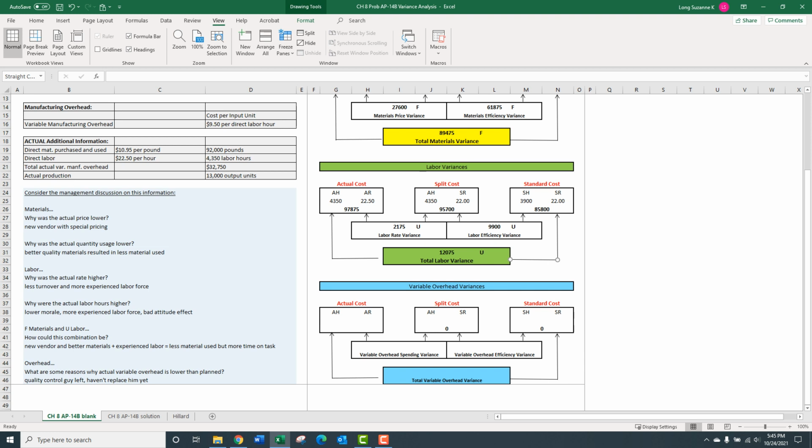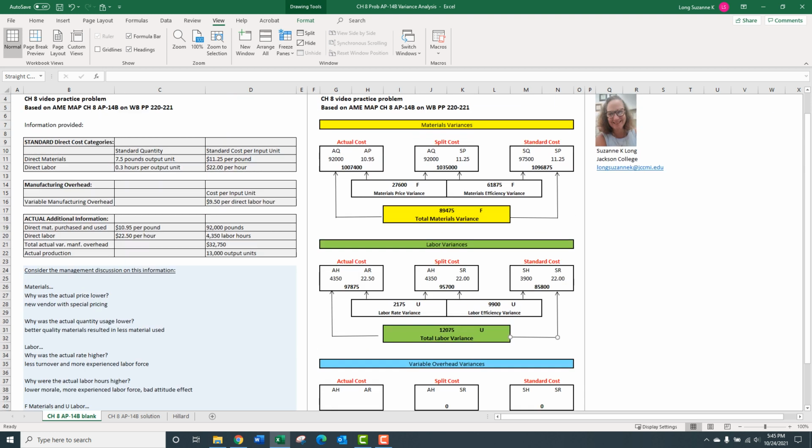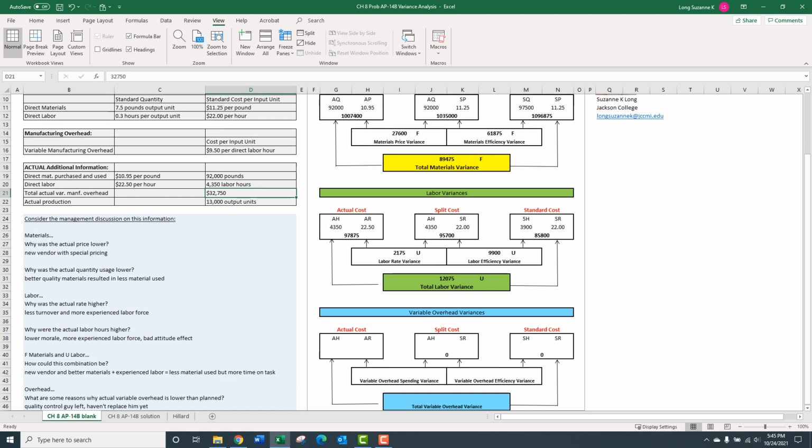overhead. What are we told about overhead? I'm going to do a little timeout here. We've got actual overhead right here. And then we've got this note here, which is a standard $9.50 per direct labor hour. That's all we've got. So total variable manufacturing overhead is $32,750.